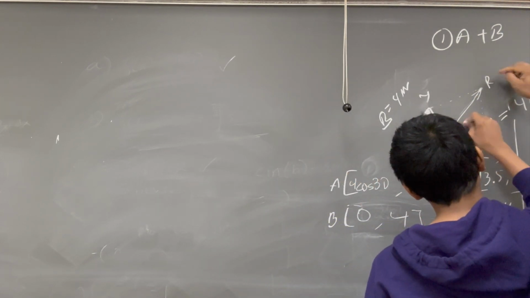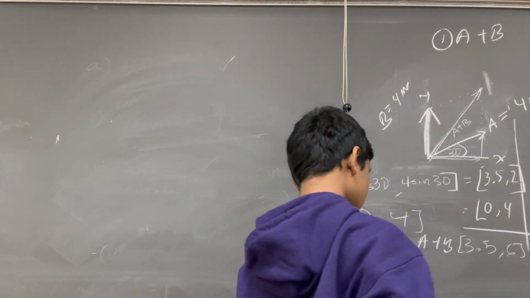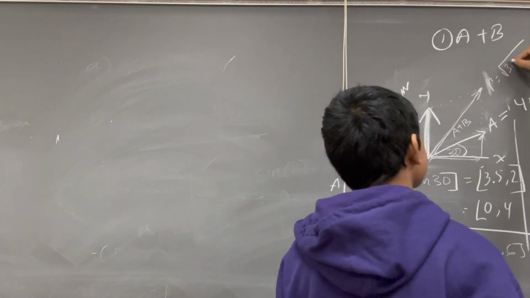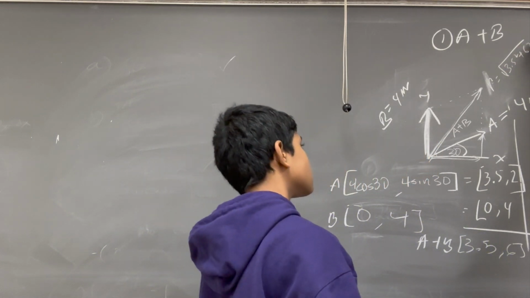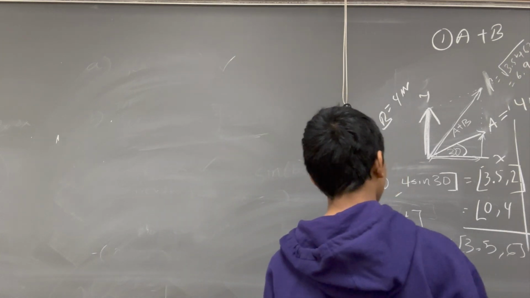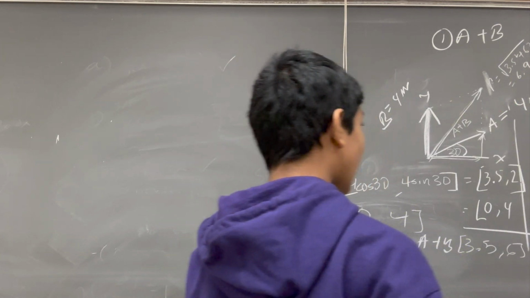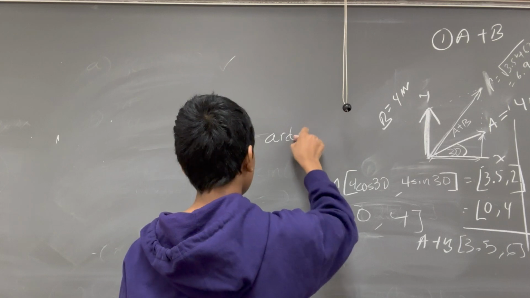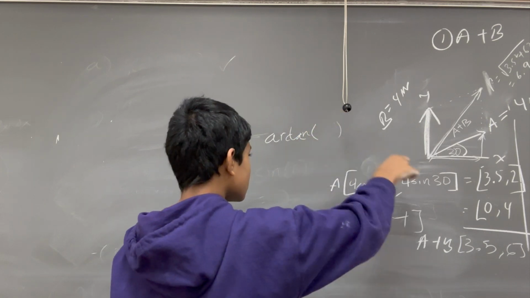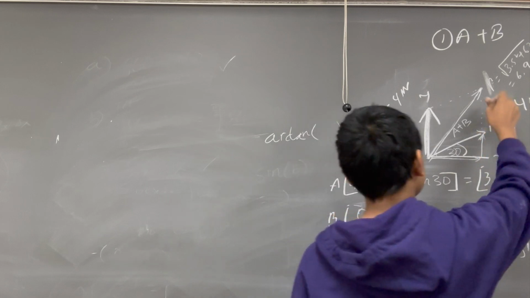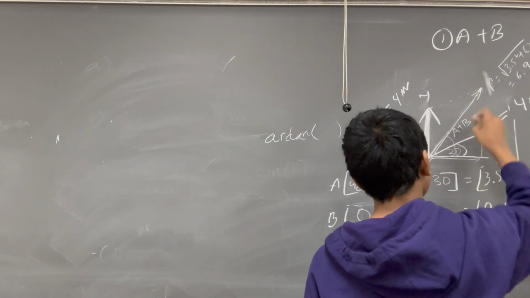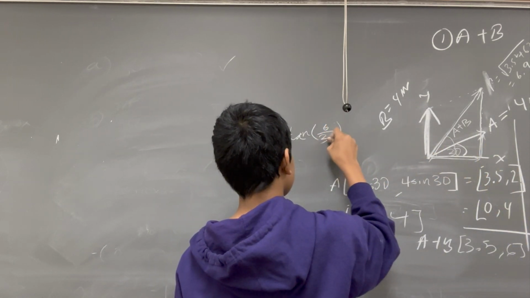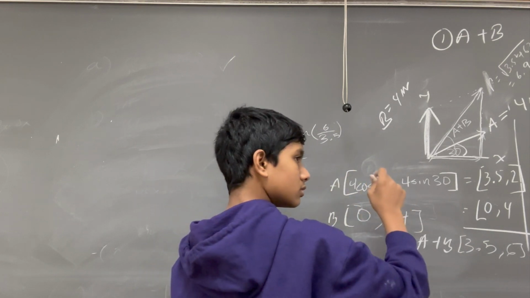So then lowercase r is equal to the square root of 3.5 squared plus 6 squared, which is 6.9. Now, the angle. We actually can find the angle two different ways. The first one is to brute force it by taking arctan of opposite, which is this component, 6, divided by adjacent, which is 3.5, and that's equal to 60.